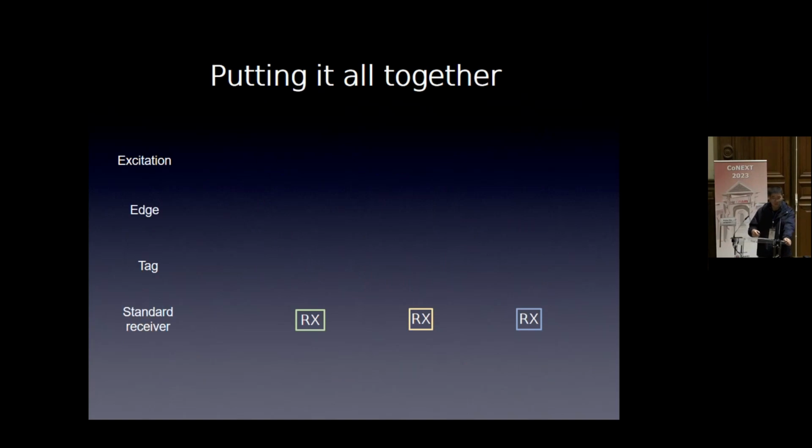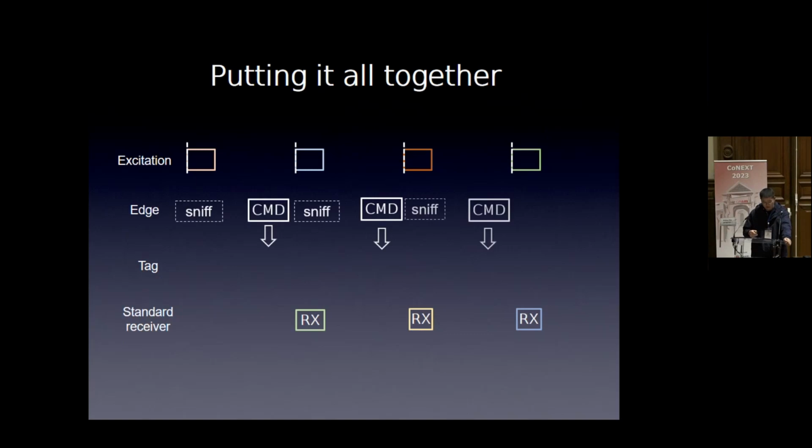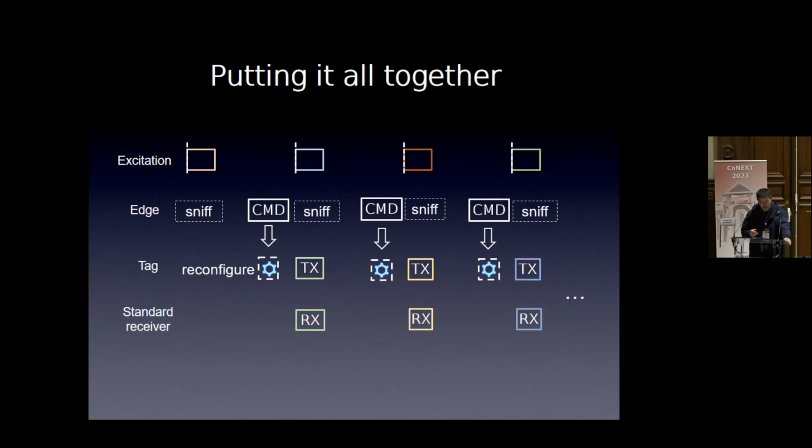So now we put it all together. We have a multi-frequency excitation that hops on the dynamic channels. Our edge assists the tag to identify this excitation frequency. The tag receives these commands from the edge and reconfigures the clock for each excitation packet, and is able to establish a data connection with a standard receiver.